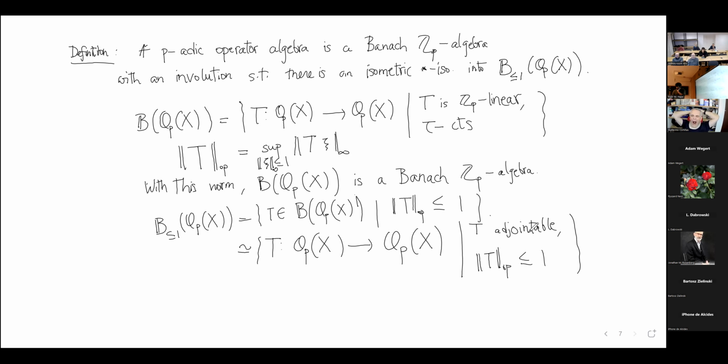Sorry, what do you mean by the adjointable? Not every operator you consider has an adjoint? That was Z_p linear maps. Oh, okay. Yeah. So that's why it's an isomorphism instead of an equality? Yes. Okay.